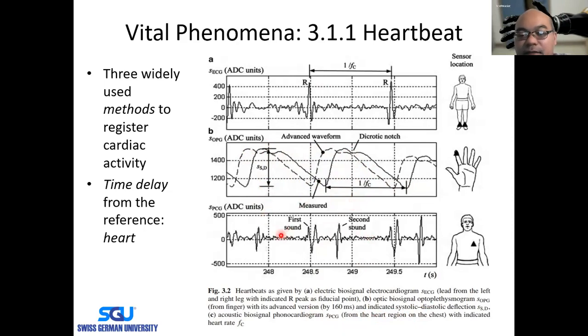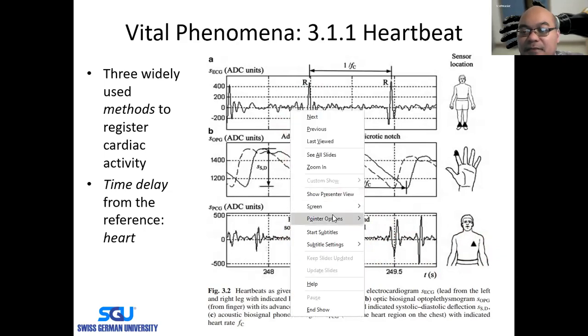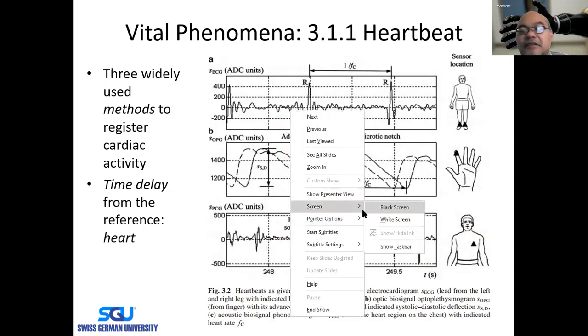Then finally, you can also use the acoustical biosignal from the phonocardiogram, PCG, from the heart region near the chest, with the indicated heart rate FC. So from this, the distance between the first sounds. This is because the heart beats two times, in lub-dub, something like that, right?